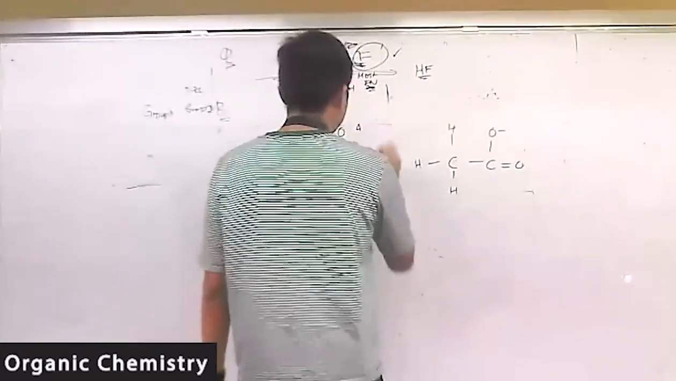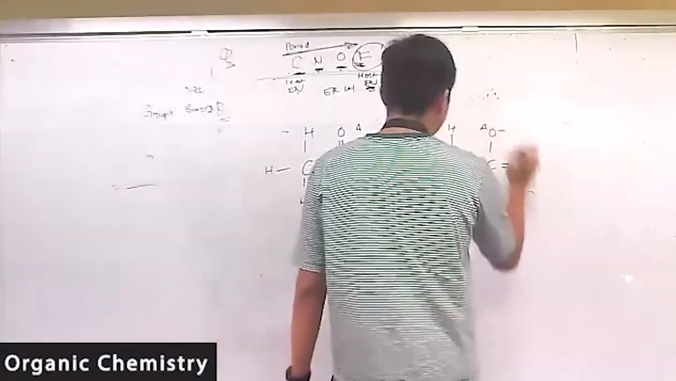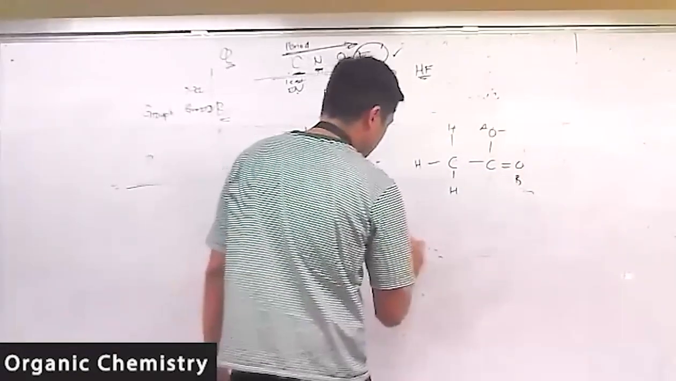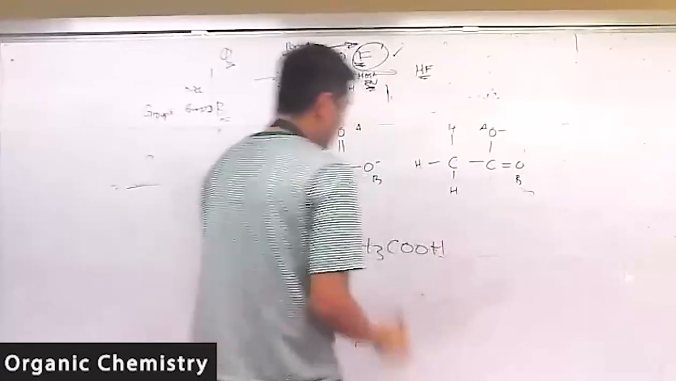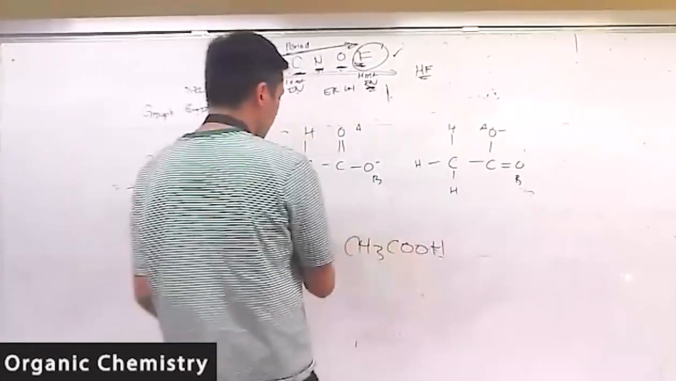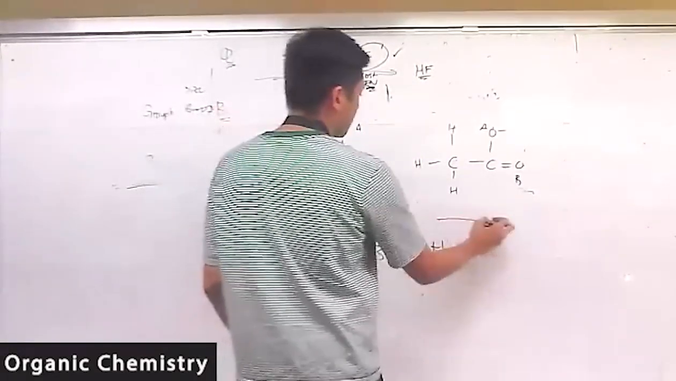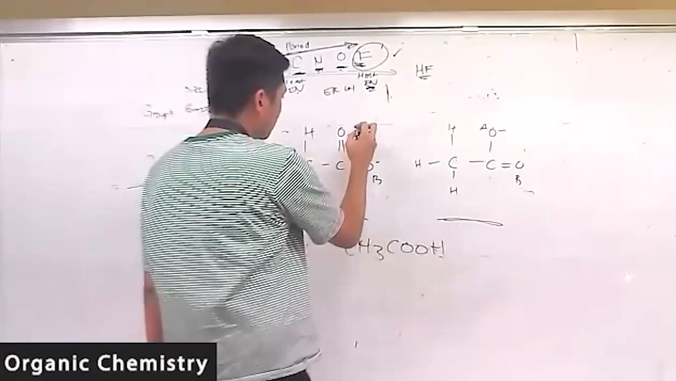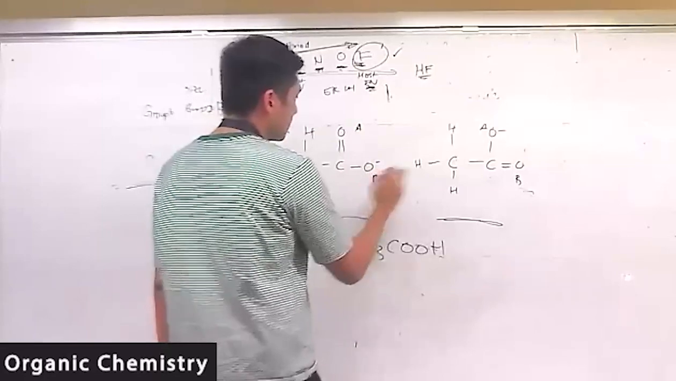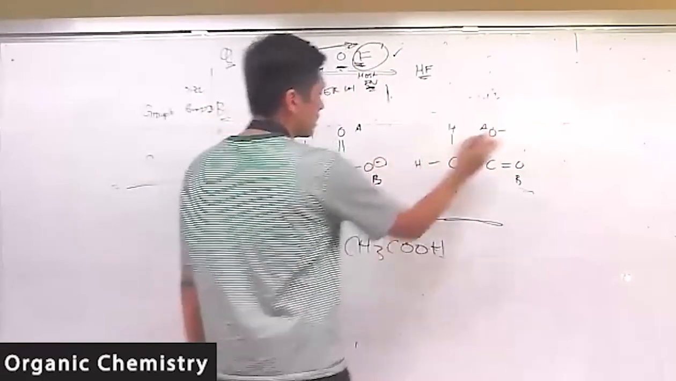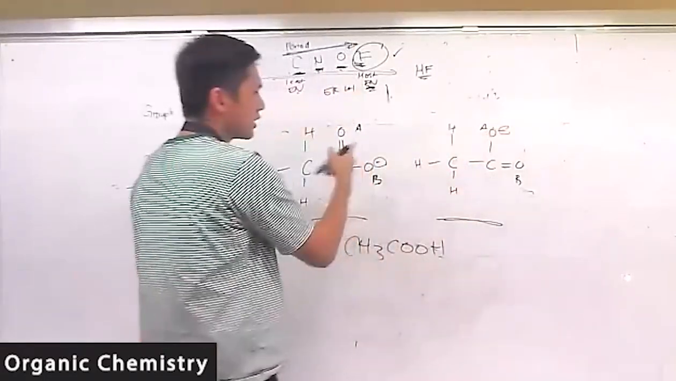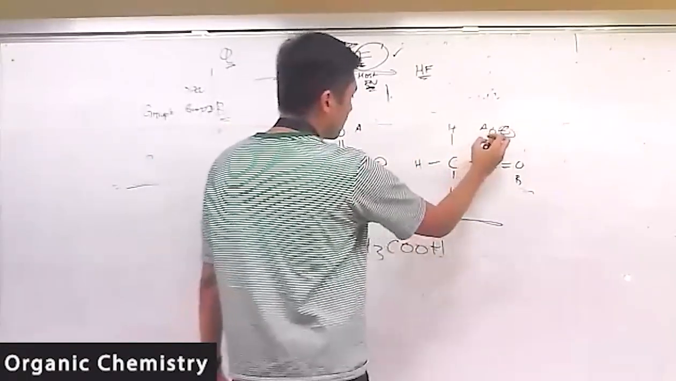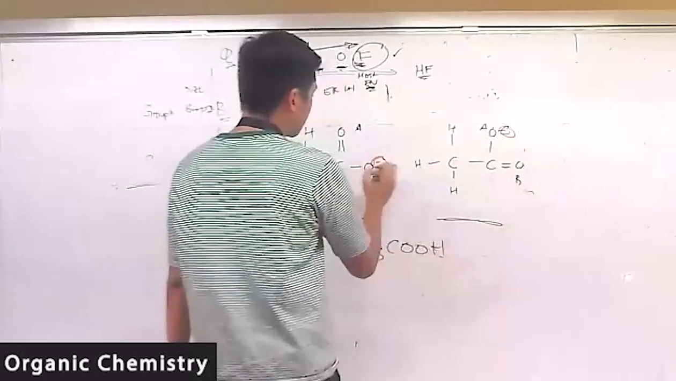So let's call this A, B, A, and B. If I give you the formula CH3COOH, you could draw the Lewis structure as either this or this. They're equally correct, but what is different here is that the negative charge can vary from being on oxygen A or oxygen B.